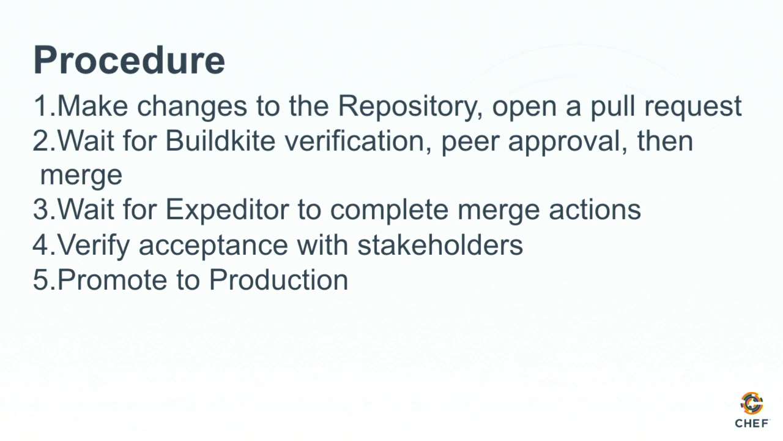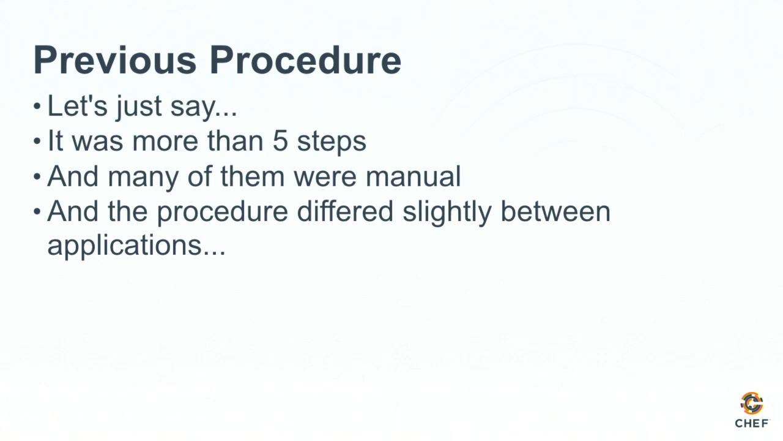And then you can go over to your stakeholders in acceptance and verify acceptance with them, and then you can do a promotion to production, and then it will run the deployment pipeline for production. Our previous procedure was more than 5 steps, and many of them were manual. And each of these applications was deployed at a different point in time in Chef's history, and so those procedures were slightly different. This doesn't sound anything like heritage and legacy infrastructure, right? Vintage, handcrafted, artisanal, all organic.